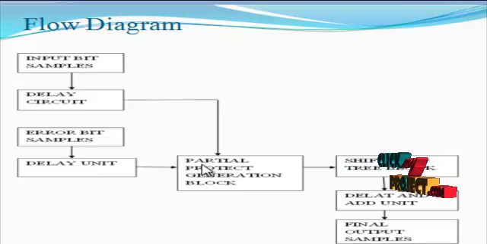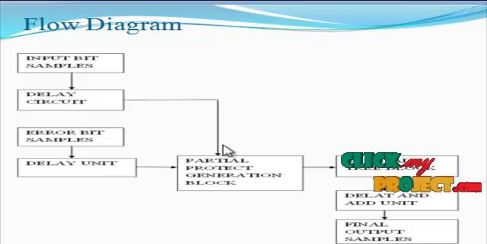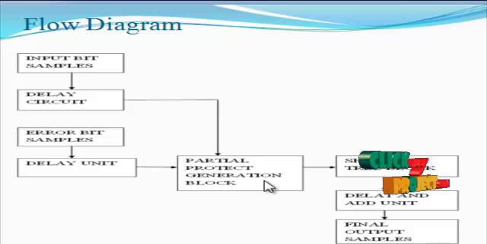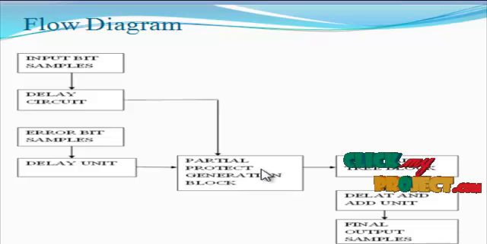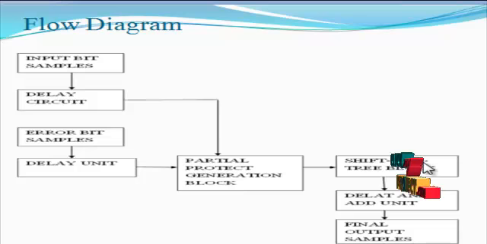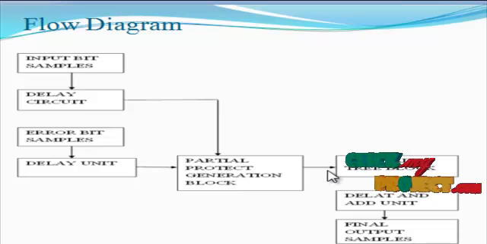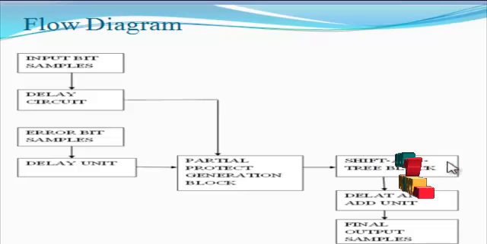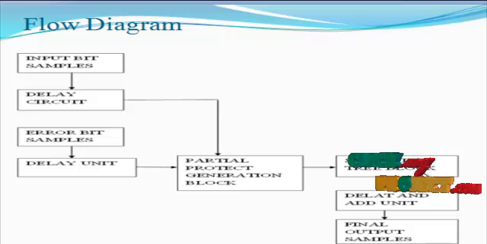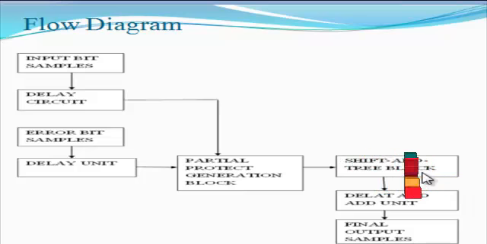Thus, the addition is applied to the error input bit samples using the partial product generation architecture. The partial product generation addition architecture is mainly based on the carry select addition process. Then it is applied to the shift add architecture block. The partial product generation result is passed to the shift add architecture block, which is used to add the partial product generation results separately.